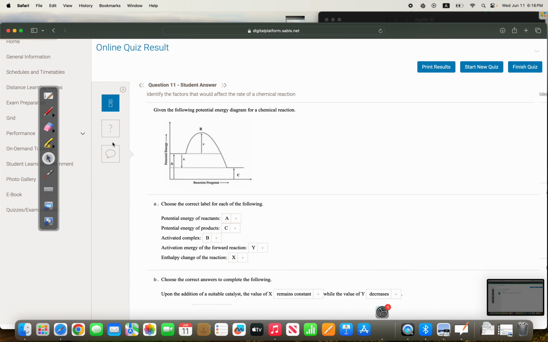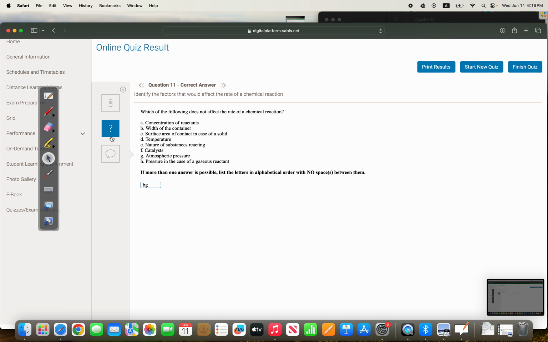Number 11. Which of the following does not affect the rate of a chemical reaction? Concentration of reactants affects it. If the concentration increases, the collisions increase, effective collisions increase, and the rate of reaction increases. The width of a container.